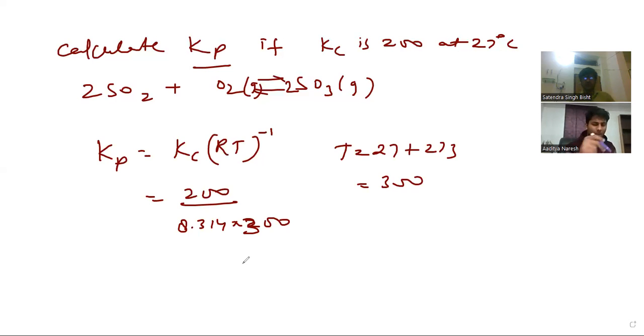Sir, will we be using 8.083 or this value, 8.314? 8.314 is in joules. Okay, sir.